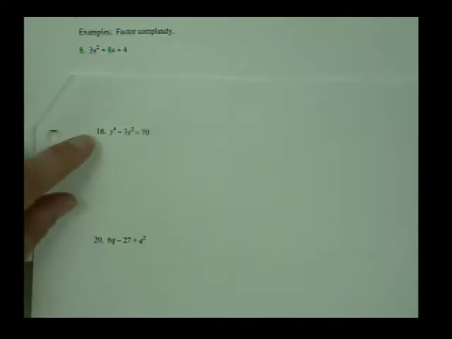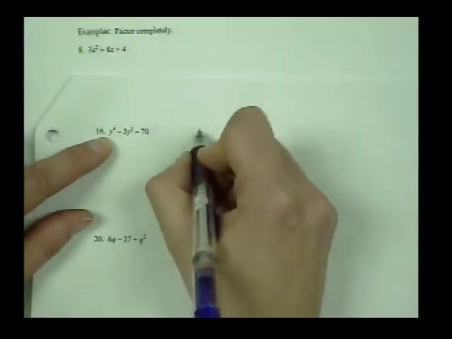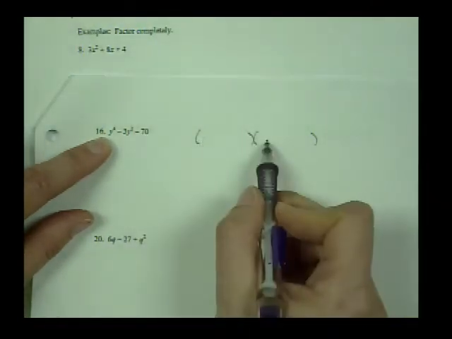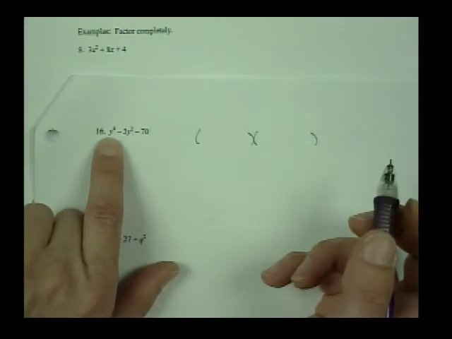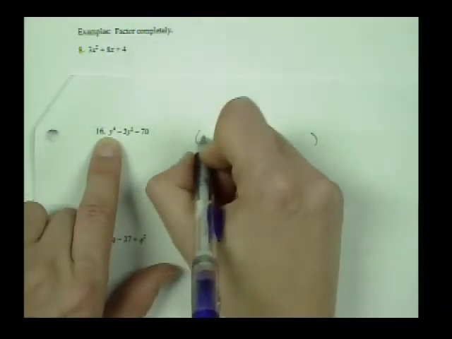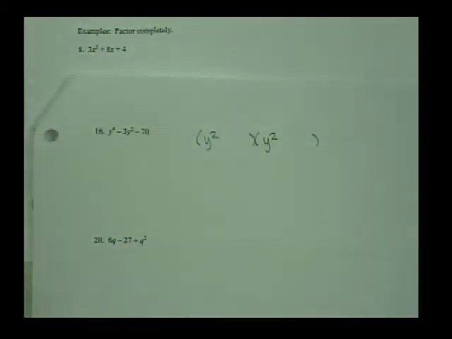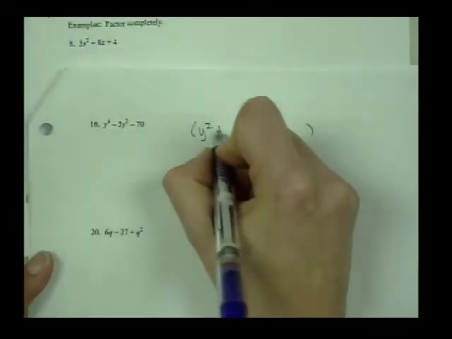Okay, something's different about 16. It's not just y squared anymore. So what should go first in each set of parentheses so that I get y to the 4th? Yeah, y squared will go first both times. And our sign's going to be 2 pluses, 2 minuses, or 1 of each? 1 of each, since the last one is negative.